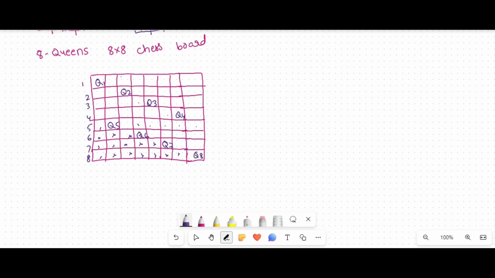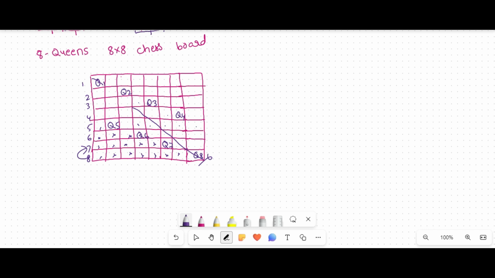Q8, if we place Q8 now, see what is going to happen. Now this is a wrong solution. Two queens are in the same column. So that means backtrack. That means you are not getting the solution, or you are not getting the space to insert the 8th queen. That means check your 7th queen.